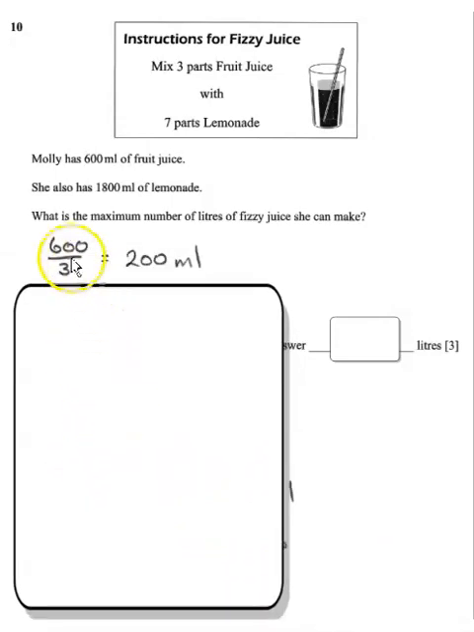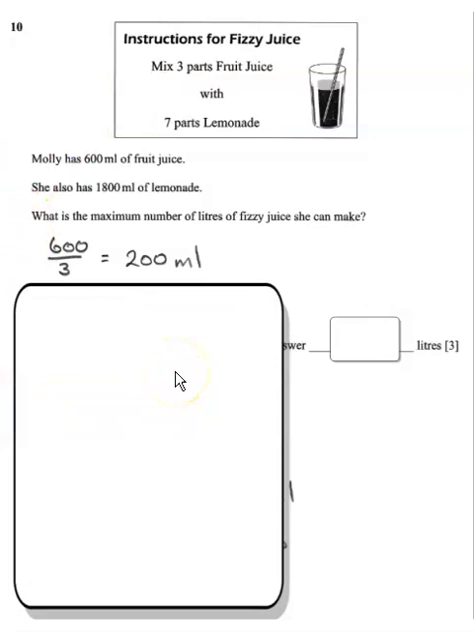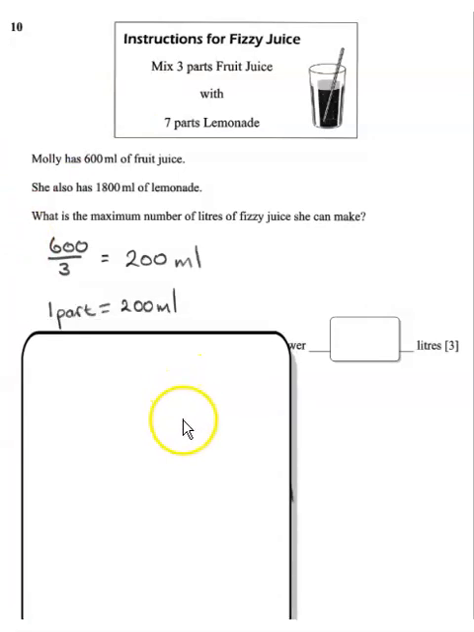So 600 divided by 3. If she has 600 millilitres of fruit juice, that would be your 3 parts. So what we want to do is find out what one part is. And we find out that one part is 200 millilitres. So if we need 3 parts and 7 parts, each part is 200 millilitres.